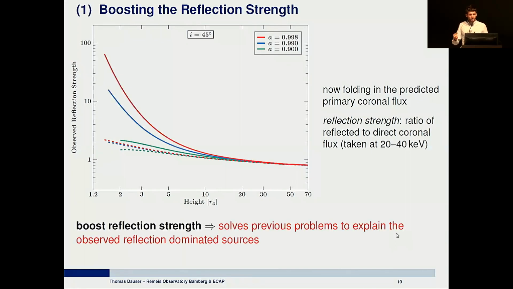If we add the returning radiation, then also the reflection strength is strongly boosted for the low source heights. And I think that's very interesting, actually. We've seen a lot of reflection-dominated sources, and there has been a lot of discussion about this, saying that the lamppost geometry or any other simple geometry cannot explain this easily. But I think if we include returning radiation and say the spin is high, we can actually easily explain it. The spin just has to be high and the disk maybe a disco, but in principle it can be explained.